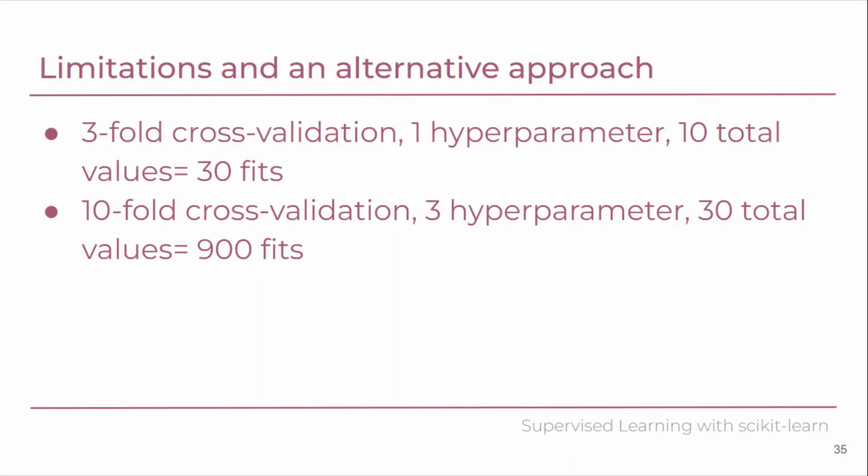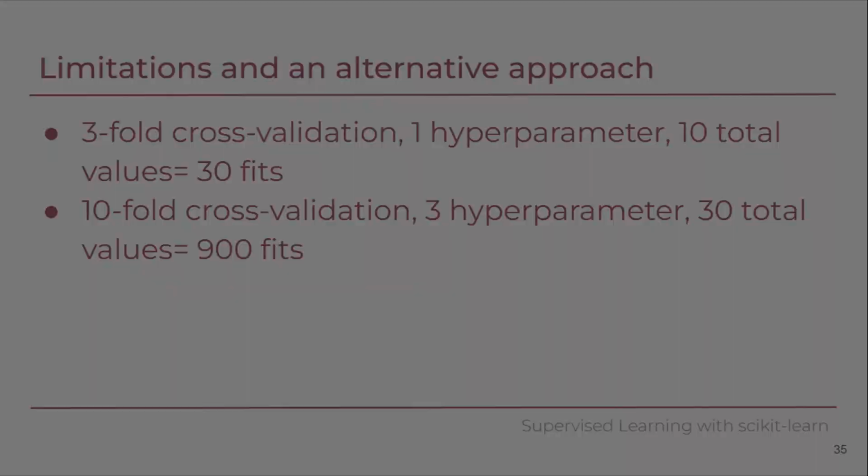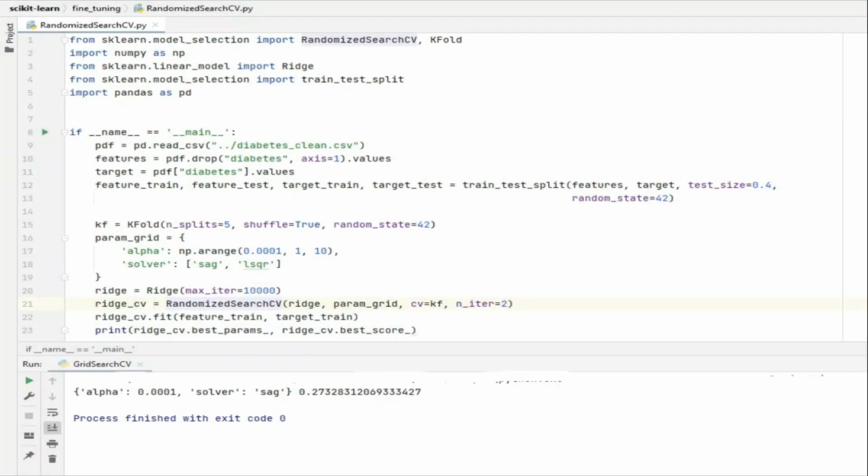Grid search is great. However, the number of fits is equal to the number of hyperparameters multiplied by the number of values multiplied by the number of folds. Therefore, it doesn't scale well. So, performing 3-fold cross-validation for one hyperparameter with 10 values each means 30 fits, while 10-fold cross-validation on 3 hyperparameters with 30 values each equals 900 fits. However, there is another way. We can perform a random search, which picks random hyperparameter values rather than exhaustively searching through all options.